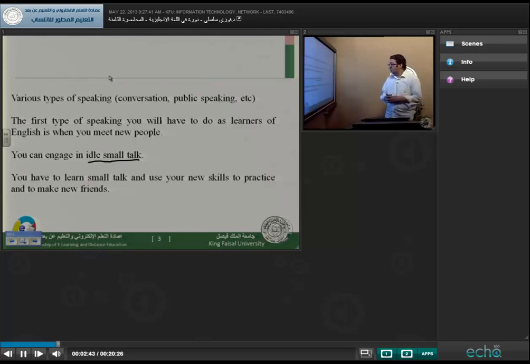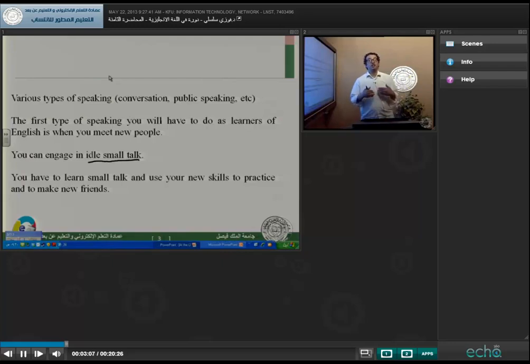You have to learn small talk. As a learner of English, you have to learn to make small talk, right? And use your new skills to practice and to make new friends. So it's important to learn new skills, both new skills in speaking and new skills in manners, English manners. And they're also very useful to make new friends.